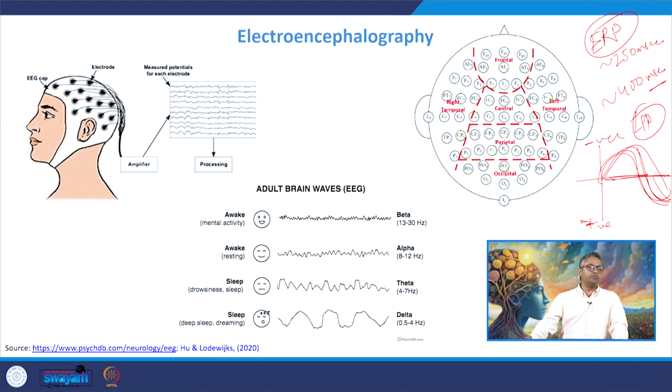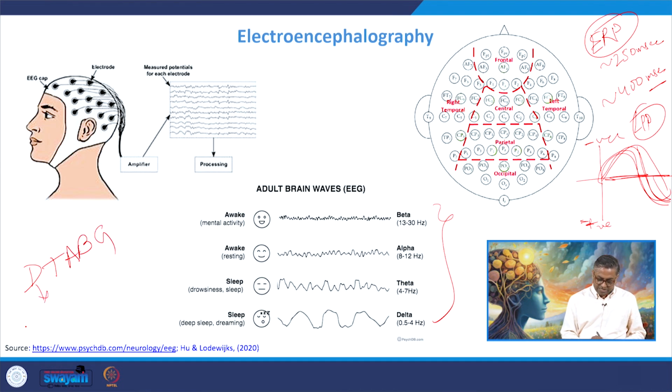When we talk about the brain waves, the initial studies started working with the brain, and the easy way to remember this is DTABG. D stands for delta, T stands for theta, A stands for alpha, B stands for beta, G stands for gamma.